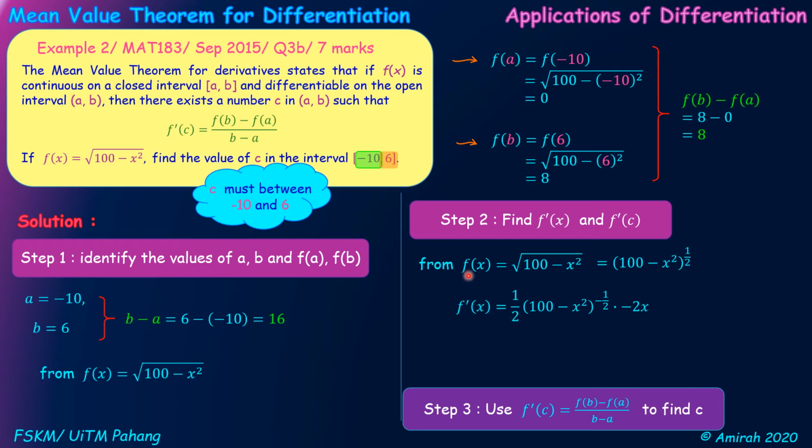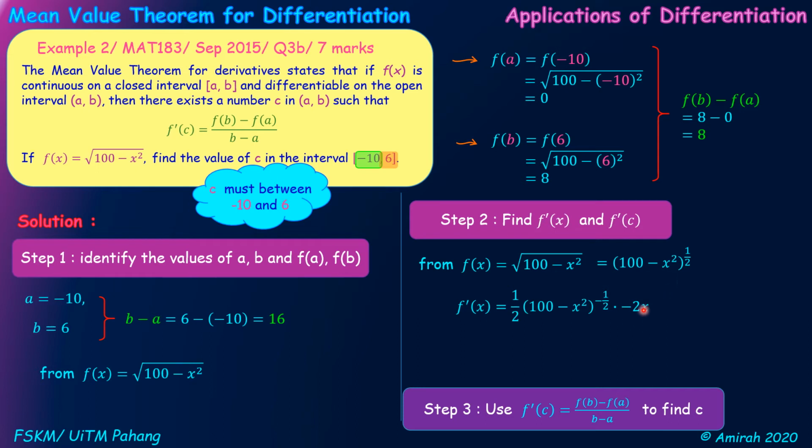Okay, so when we differentiate f(x), we get f'(x). And from here, we can differentiate using the generalized power rule. We move the power to the front, so we get half here. And then we copy the function in the bracket, so we get 100 minus x squared. And then from the original power, half minus 1, so we get negative half. And then we multiply by the derivative of the function inside the bracket, so we get 0 minus 2x.